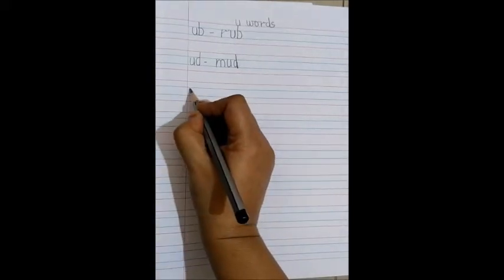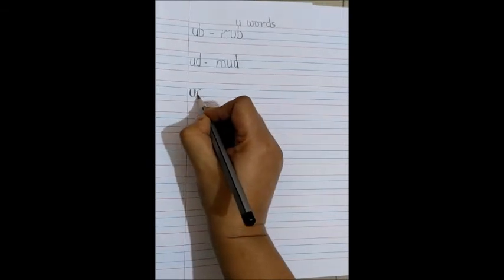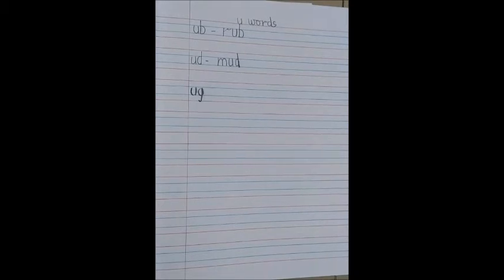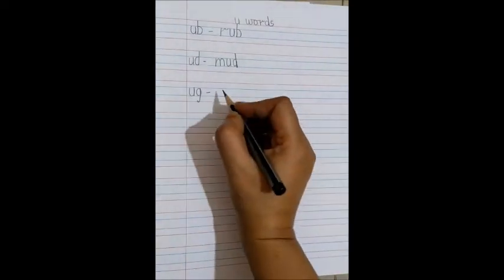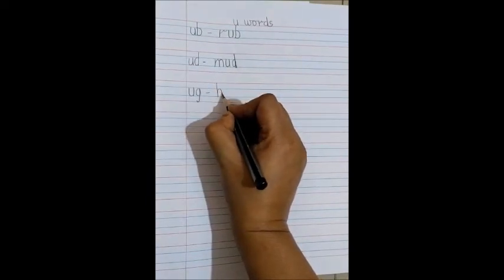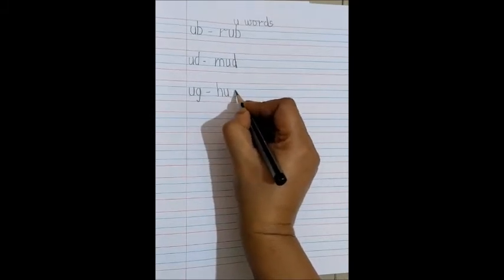Now we move on to the next one, which is UG. Write a U and a G. UG. Now give a small dash and then we write HUG. Write a H. Next to the H, a U and a G.